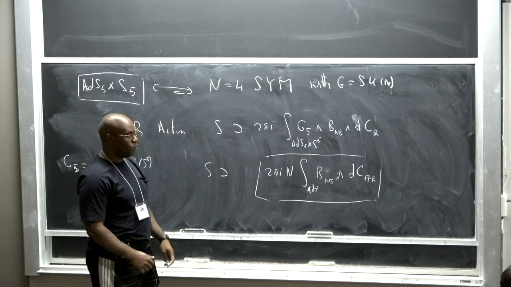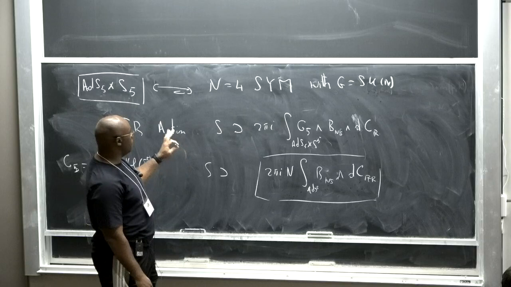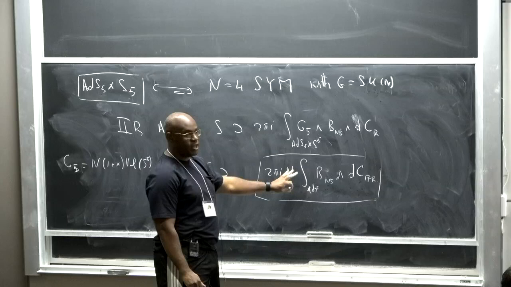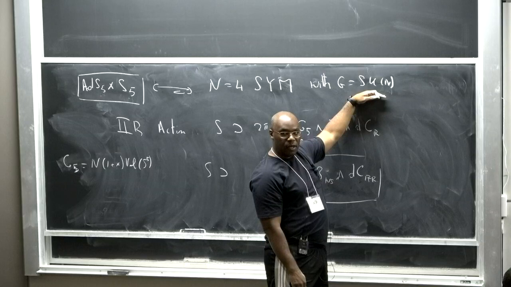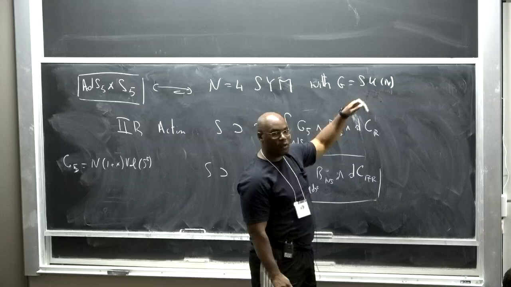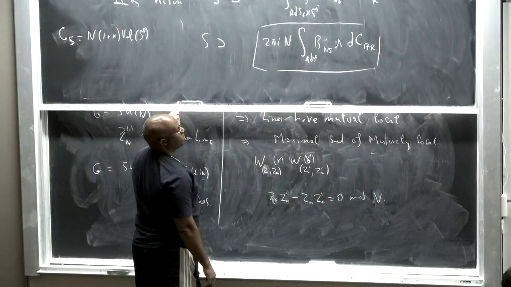We just look at AdS5 times S5. Already, there's a whole sector, this topological sector, about which we now know a lot. This sector is associated to the choice of a global form for this gauge group, and the operators associated with it tell you about the Wilson lines and 't Hooft lines.